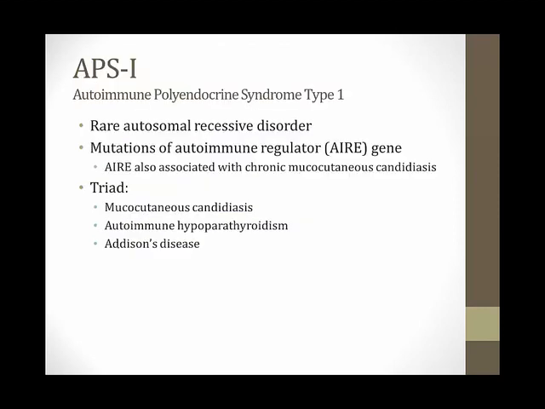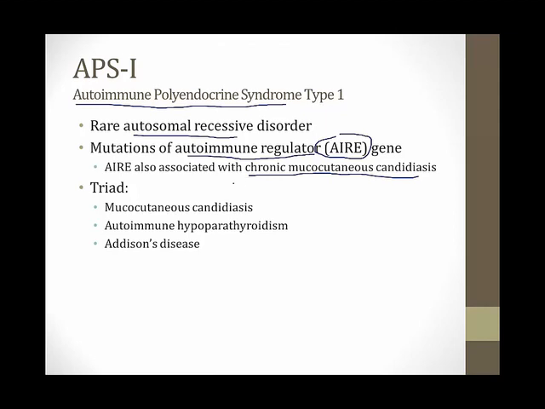There are two rare causes of hypoparathyroidism that you should know as a medical student for Step 1. The first one is called autoimmune polyendocrine syndrome type 1. This is a rare autosomal recessive disorder that is caused by mutations in autoimmune regulator genes, or AIRE genes. Mutations of these genes are also associated with chronic mucocutaneous candidiasis, which is a disorder I discuss in more detail in the ID modules.